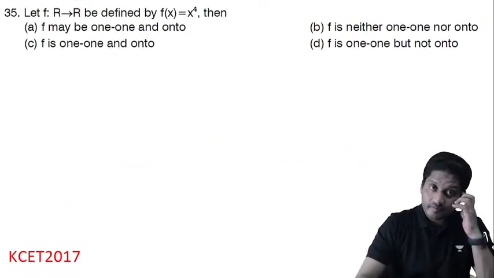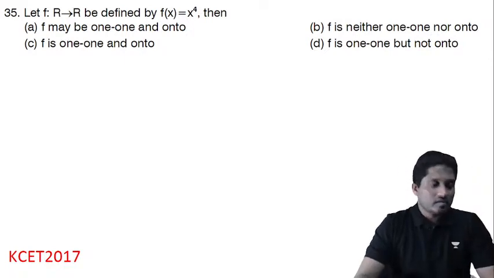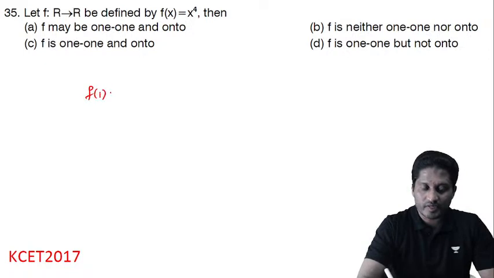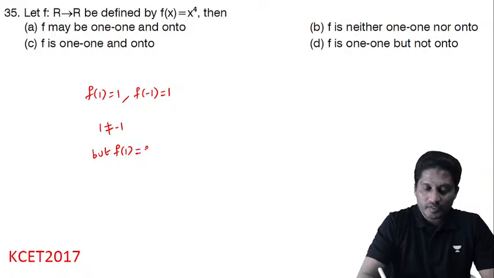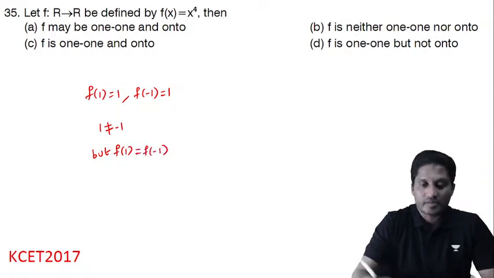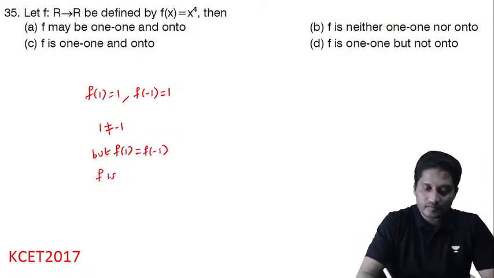f is a mapping from R to R. f of x is equal to x power 4. Is it 1 to 1 or onto? See guys, when you have x power 4, different inputs will have the same output. So f of 1 will be 1. f of minus 1 will also be equal to 1. So 1 is not equal to minus 1, right? But f of 1 will be equal to f of minus 1. So different inputs will have the same output. That's why f is not 1 to 1.